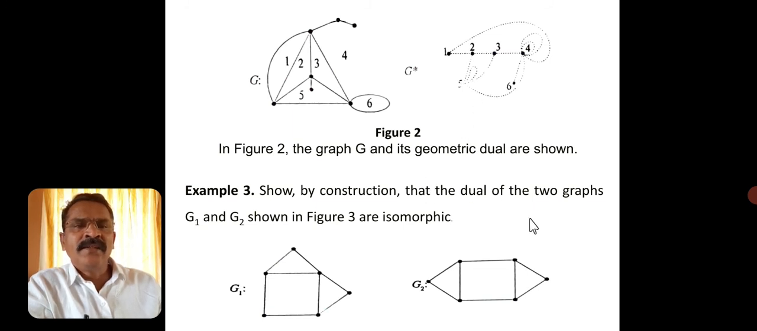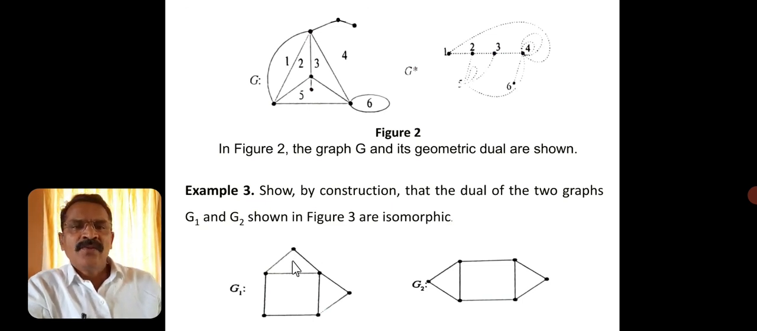Now if you consider the third example, show by construction that the duals of the two graphs G1 and G2, two different graphs given here, are isomorphic. If you find the dual graph of G1, that is G1 star, and G2 star, show that they are isomorphic. You know what you mean by isomorphism of two graphs. Okay. So that already we have discussed in the 5th semester.